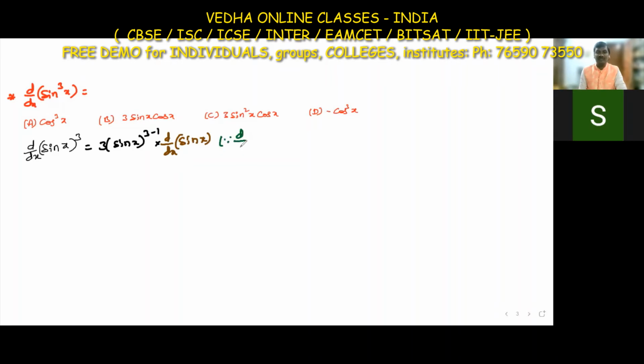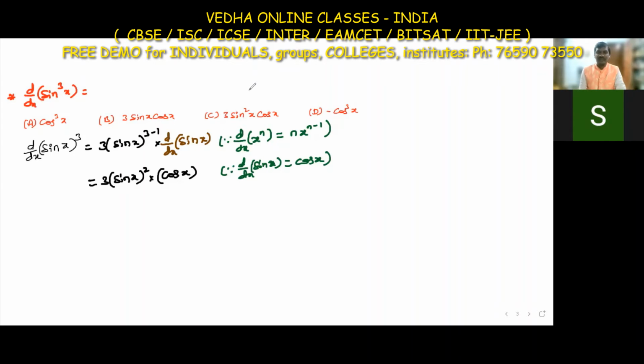So what formula did we use here? D by dx of x to the power n. What is the formula, ma'am? N into x to the power n minus 1. Yes. We used the same formula here. That is 3 into sine x to the power 3 minus 1, which is 2, and d by dx of sine x. What is d by dx of sine x? Cos x. Very good. Cos x is the formula here. If you want, you can write here that d by dx of sine x is equal to cos x.